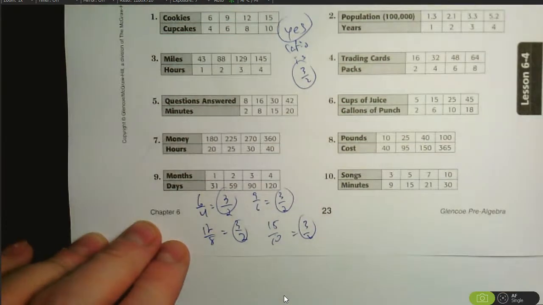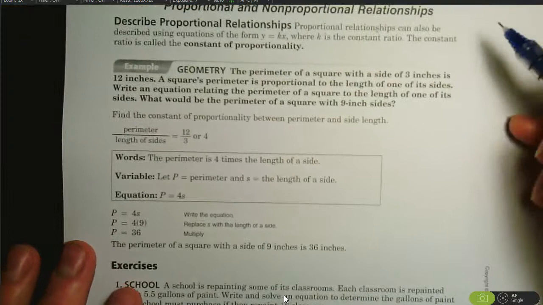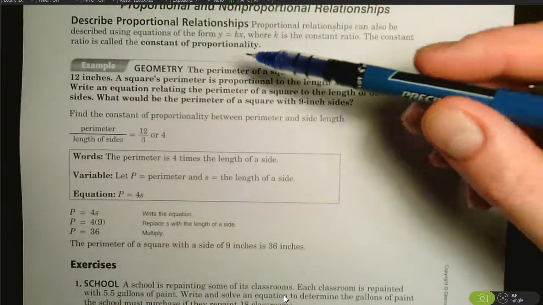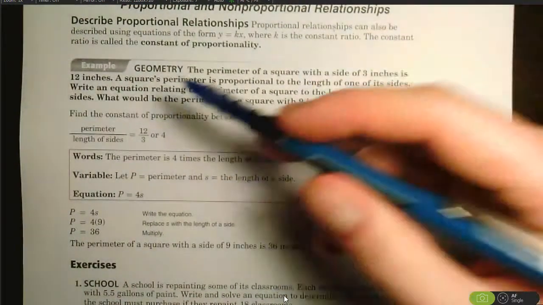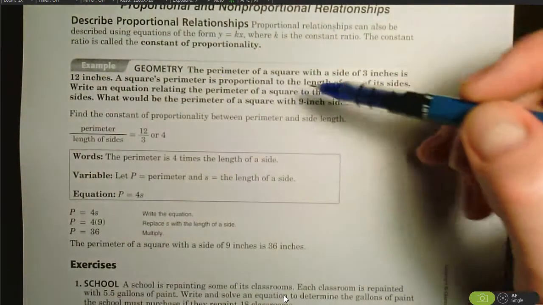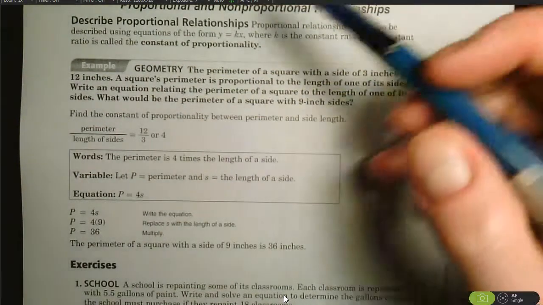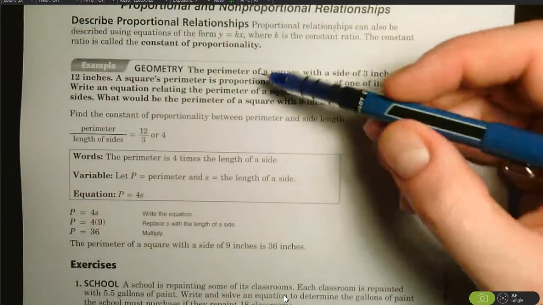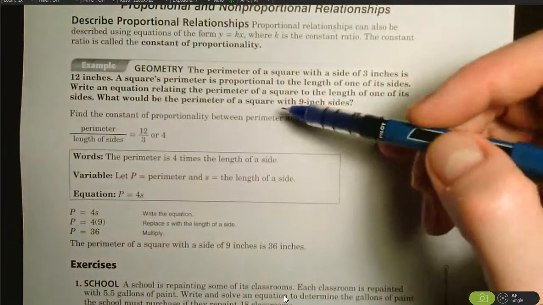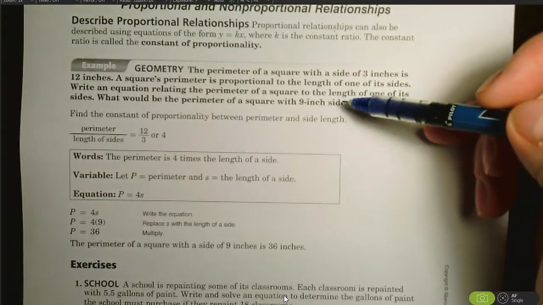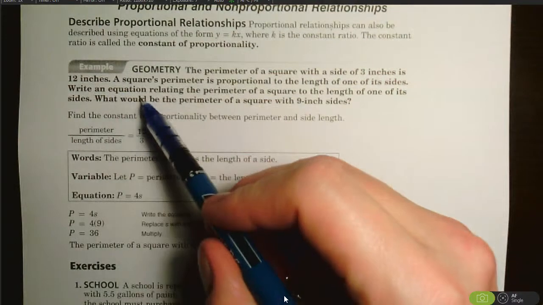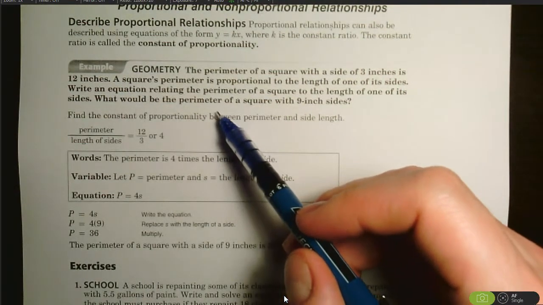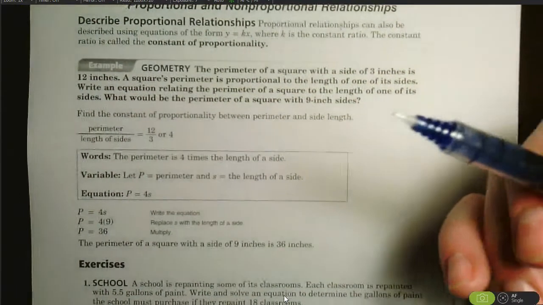Okay. Now the second type of problem is actually taking that proportional relationship and using it for something. So, for instance, we got this problem here from a practice problem. The perimeter of a square with a side of 3 inches is 12 inches. A square's perimeter is proportional to the length of one of its sides. Write an equation relating the perimeter of a square to the length of one of its sides. What would then be the perimeter of a square with 9-inch sides? So there's two questions here. One is to write the equation. Two is to figure out the perimeter, given it's got 9-inch sides.